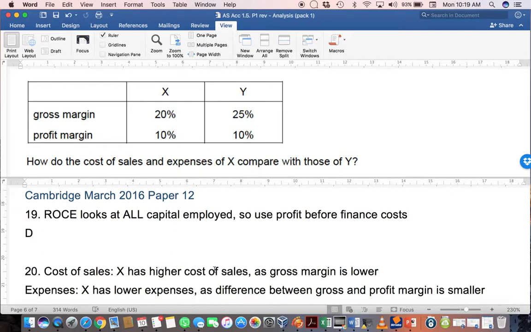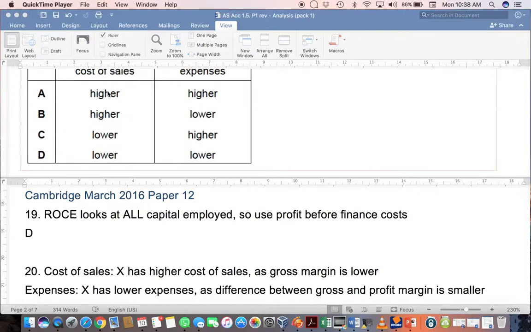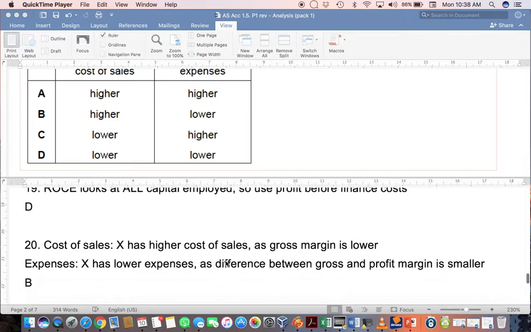So for X, the cost of sales is higher, but the expenses are lower. Look at the options given to you. You will see that B is a suitable answer, showing that cost of sales for X are higher and the expenses of X are lower, which is what you came to as your conclusion.